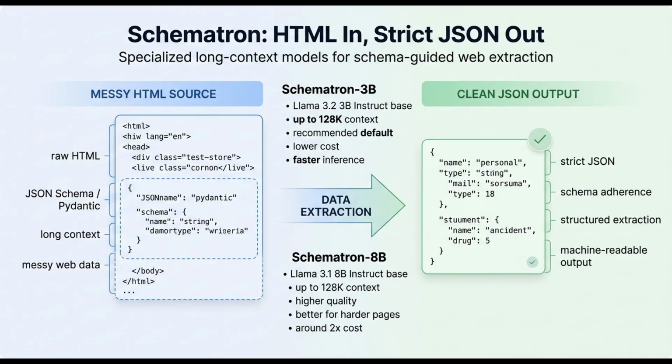Now, before we jump into testing the models, as always, let's quickly look at the architecture and see what's going on underneath the hood. These aren't just generic chatbots. The Schematron series are built on the Llama 3.1 and Llama 3.2 base architectures. Because of this, both the 3B and the 8B inherit the 128K context window, making them a great fit for scraping bloated, large web pages.